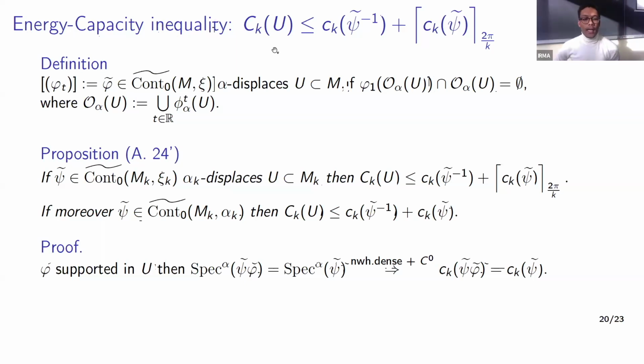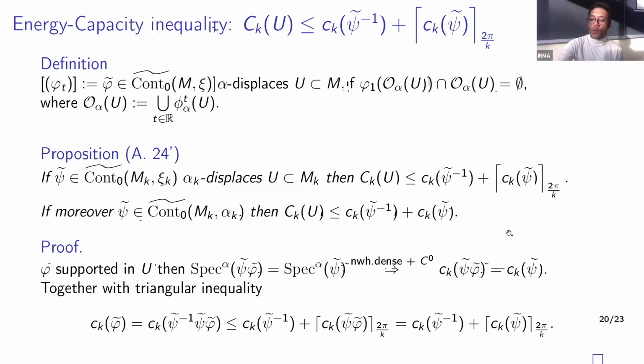Then, as I said, if psi tilde displaces the support of pi tilde, it's an easy consequence that the spectrum of psi phi is equal to the spectrum of psi. Then you argue by nowhere density and continuity, and you show that C of psi phi is equal to C of psi. Finally, you combine this with the triangle inequality and you get the desired inequality. It's just algebraic play.